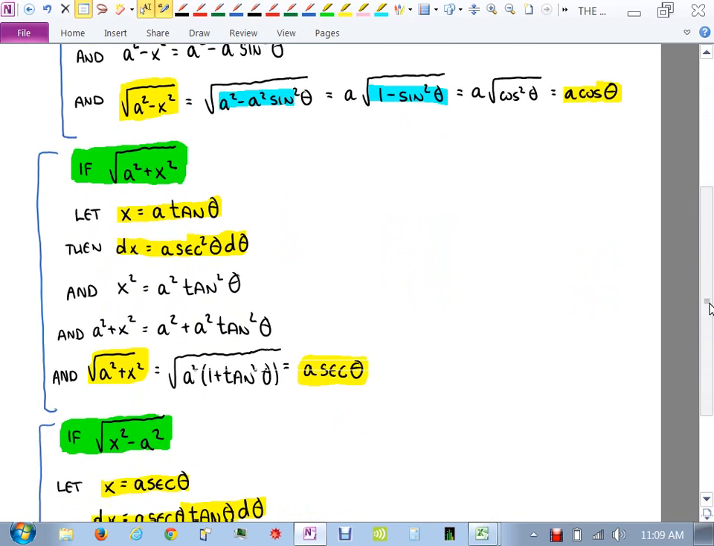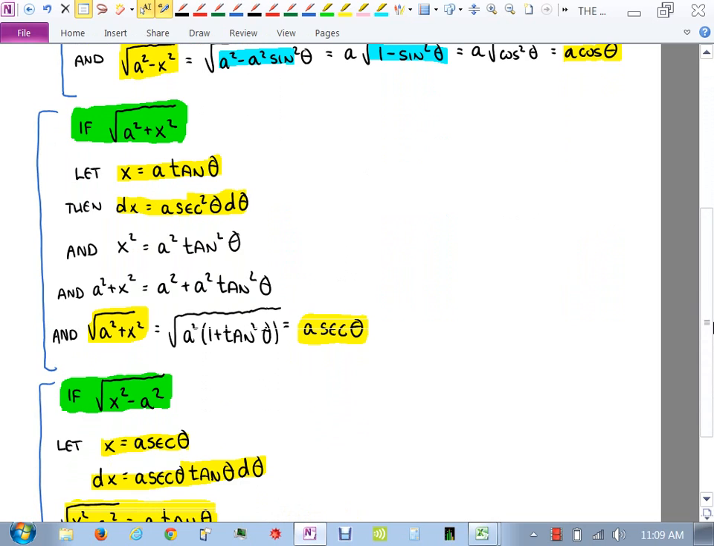What if you see the square root of a squared plus your variable squared? You don't do a sine theta. This time you do a tangent theta. You can go through the same construction: the derivative is here, square it here, add the a squared, take the square root. It's the exact same thing that we did before. Work that out, you get a secant theta.